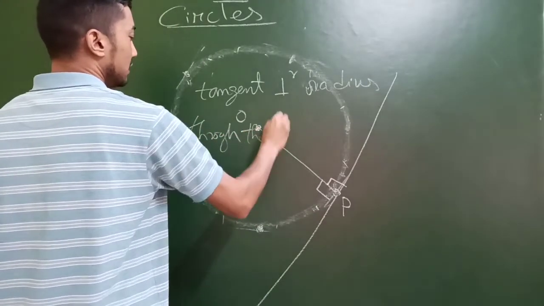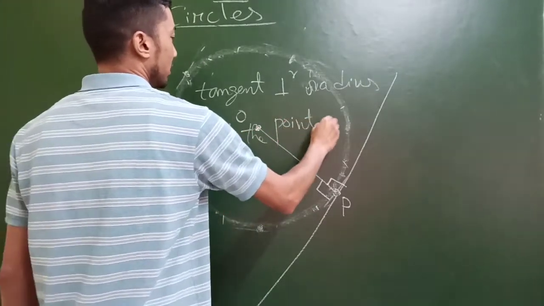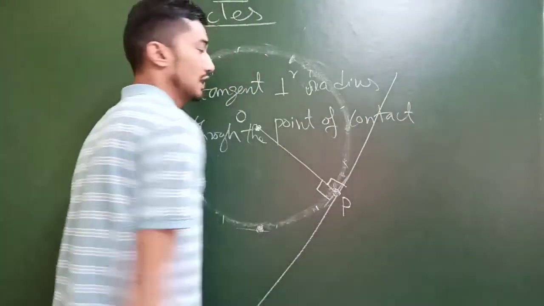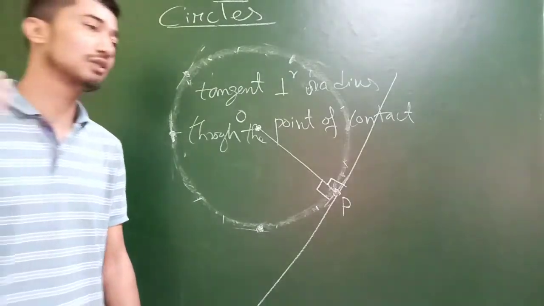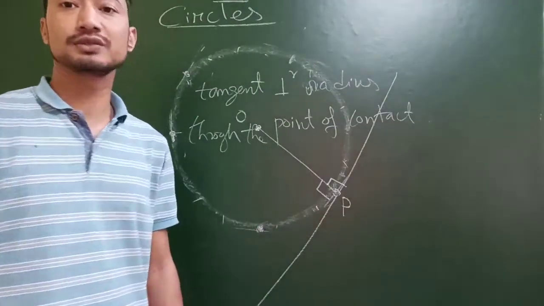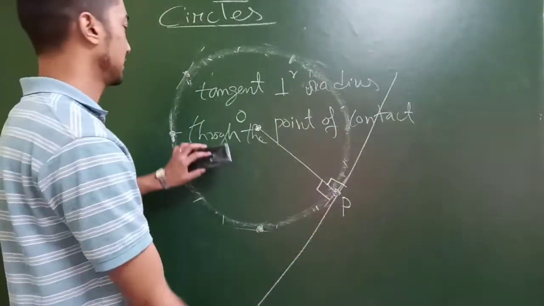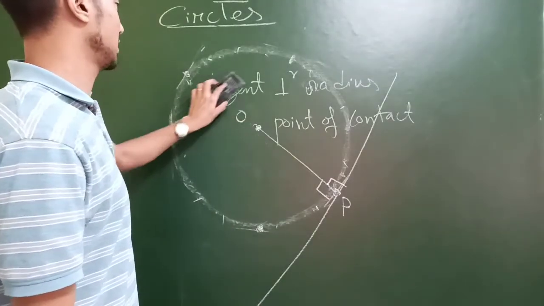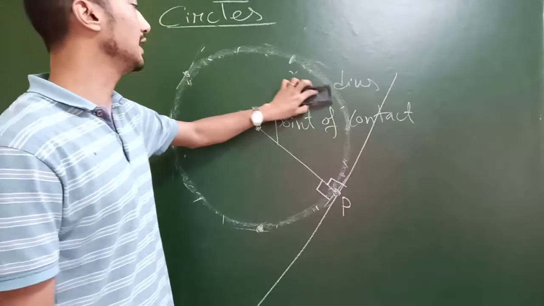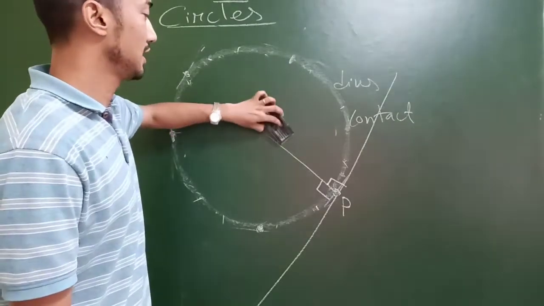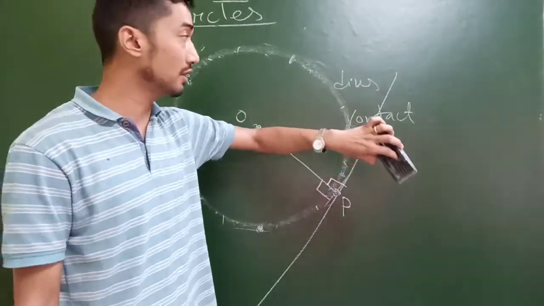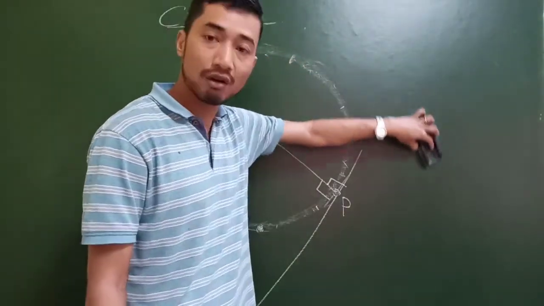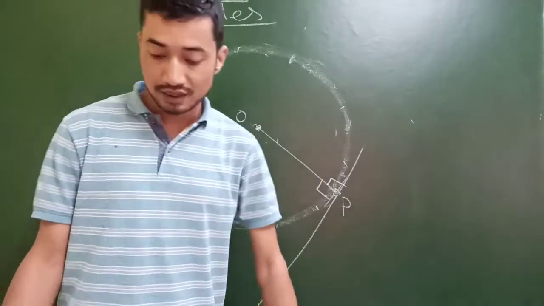through the point of contact. Okay, a tangent will always be perpendicular to the radius through the point of contact. So these are some of the theorems that we are going to need in class 10. If I have missed out some theorems, definitely in the next video I will update you with those theorems also. But these are some of the theorems.